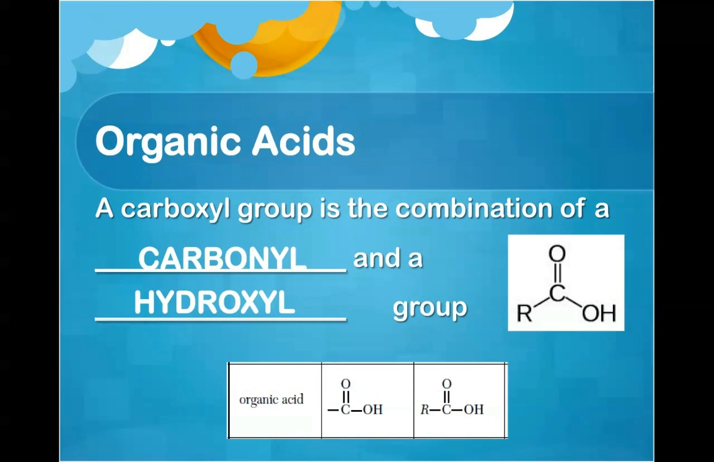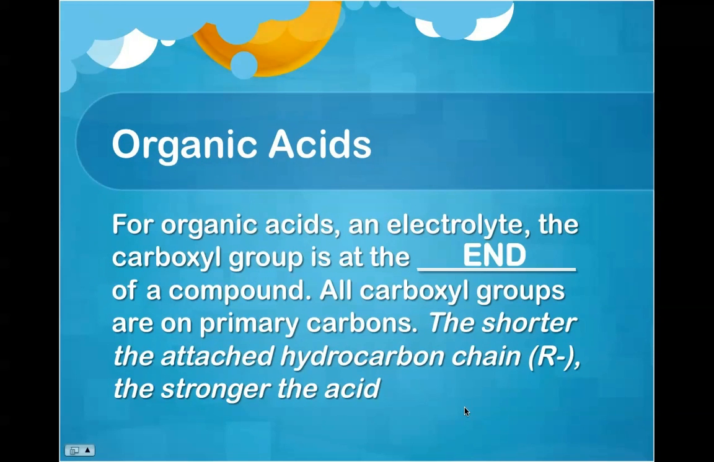All right, we're going to start with organic acids. This has what we call our carboxyl group, which is a combination of the carbonyl group, so the carbon double bonded to oxygen, and a hydroxyl group, which is the OH group. So it has both of them, and as you can see, they're actually at the end of a chain. So we're going to use that to help us identify organic acids.